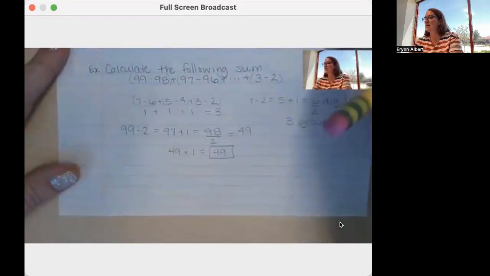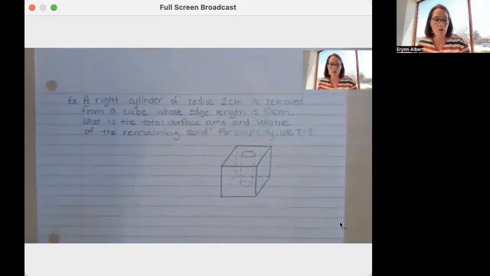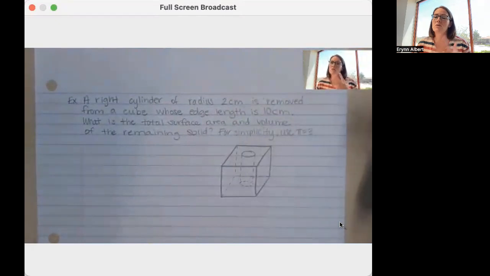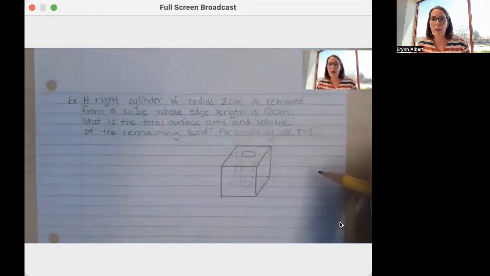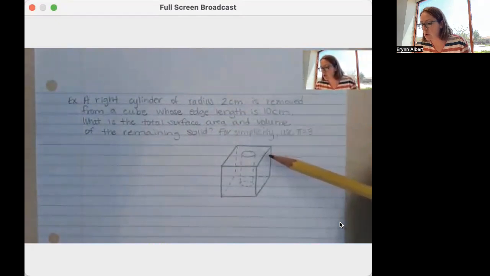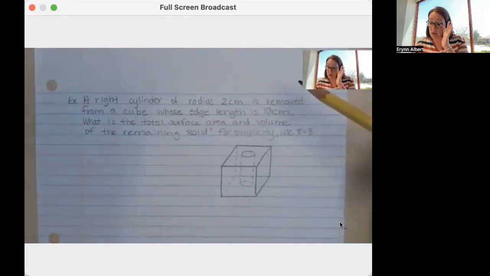All right, so let's look at this last problem I have here. With all geometry questions, guys, please make sure you're drawing out the figure. I know it takes a little bit of time, but it's so much easier when you can write on that figure and make marks on it, okay? So let's look at this one. A right cylinder of radius 2 is removed from a cube whose edge length is 10 centimeters. What is the total surface area and volume for the remaining solid? For simplicity, use pi equals 3.